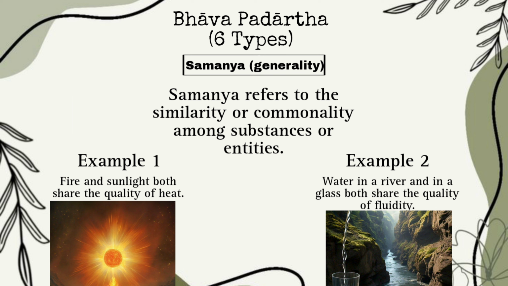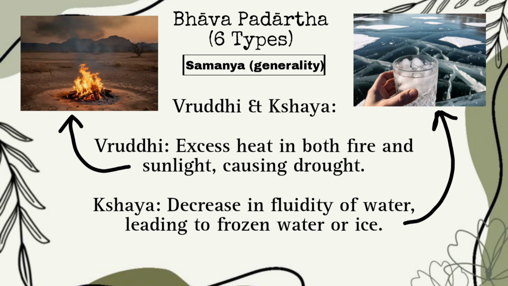Samanya, that is generality. Samanya refers to the similarity or commonality among the substances or entities. Fire and sunlight both share the quality of heat. The second example is water in the river and in the glass both share the quality of fluidity. Vriddhi, excess heat in both fire and sunlight causing drought.